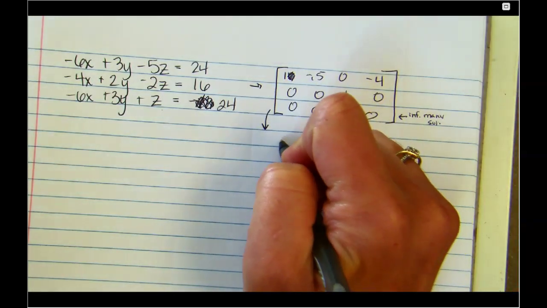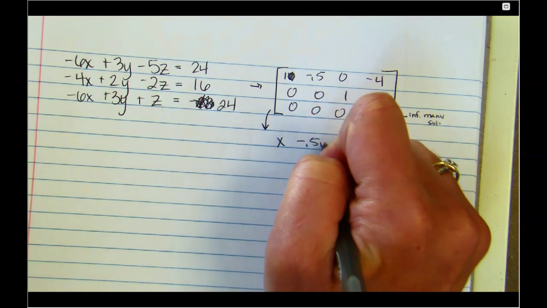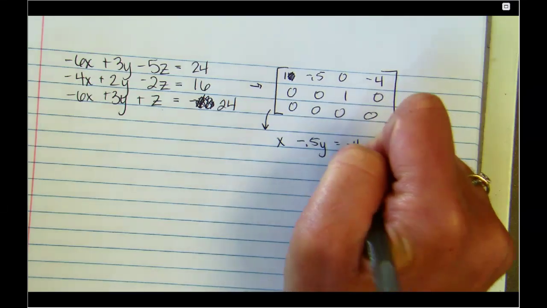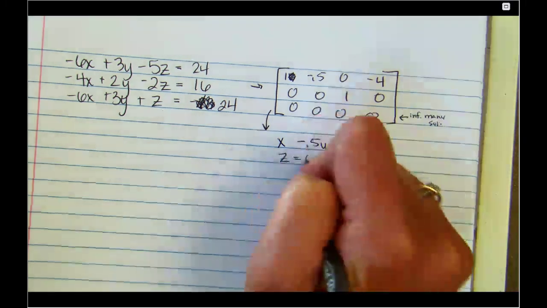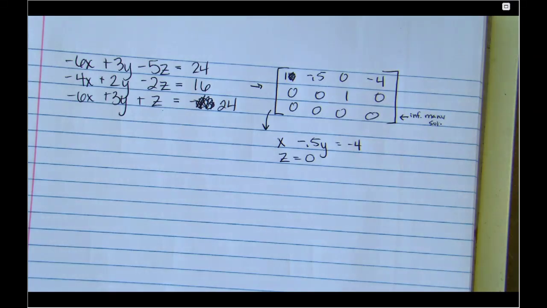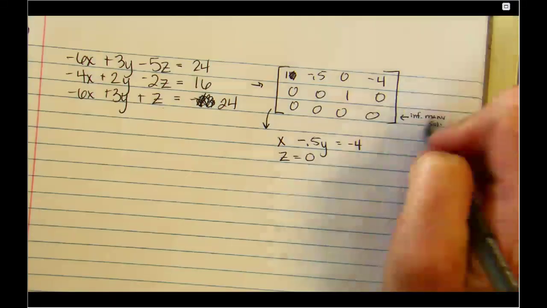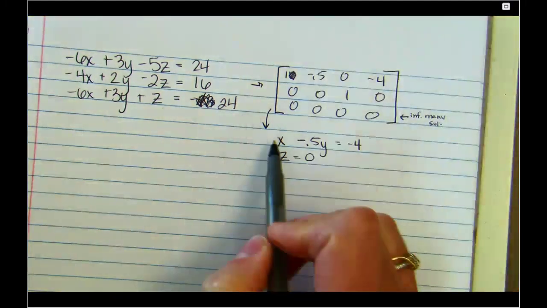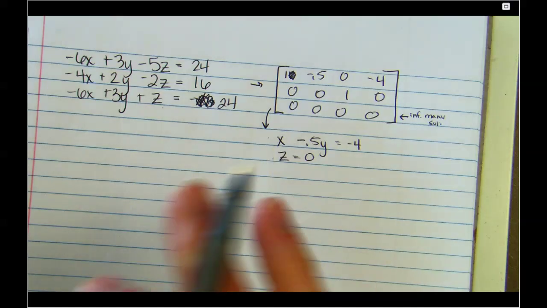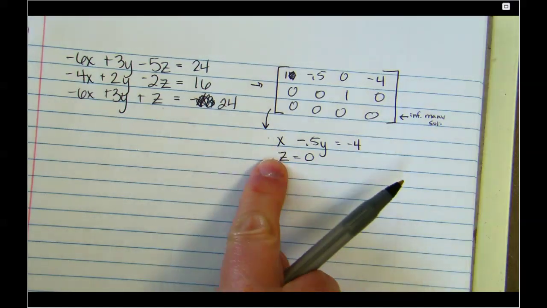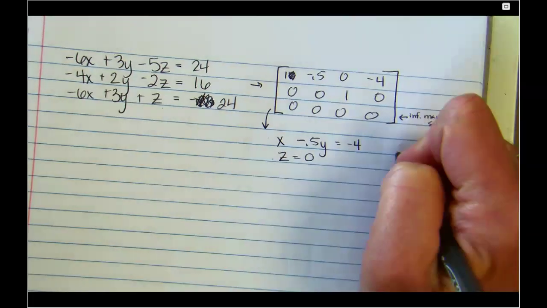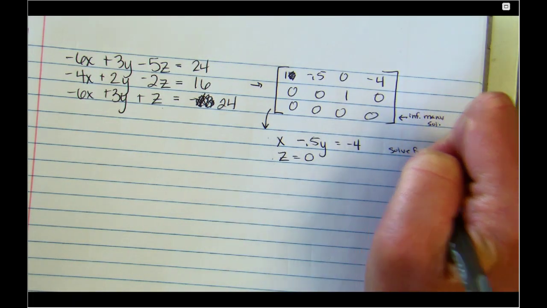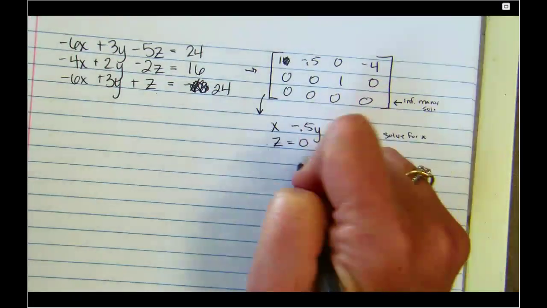The first one would be x minus 0.5y equals -4. What's the middle one? z equals 0. What we have to do here is, there should be some variables that are simply single things that have a coefficient of 1. So x and z both have a coefficient of 1, so I need to solve for those. z is done. I need to solve for x here because it has a coefficient of 1. So x would be equal to what?